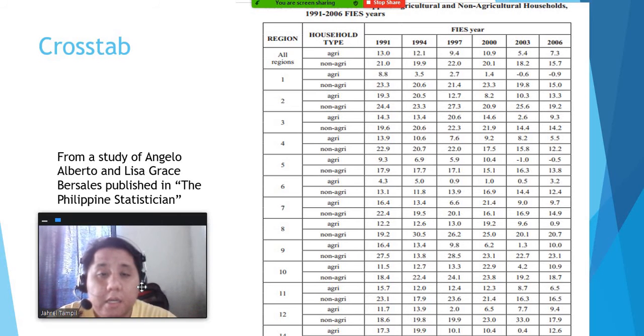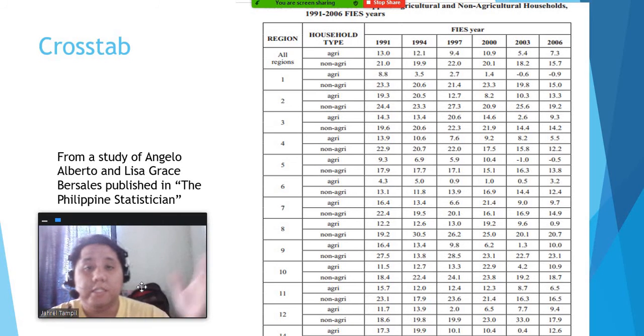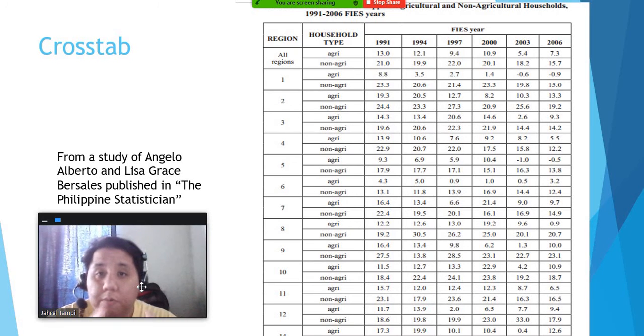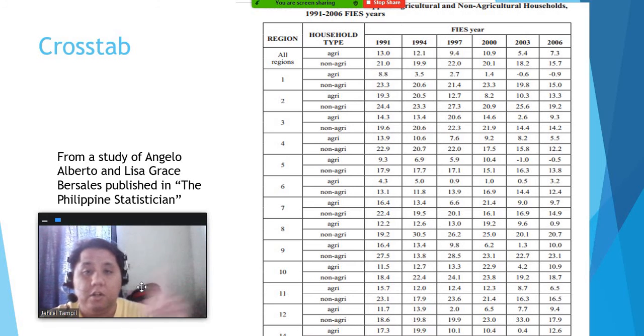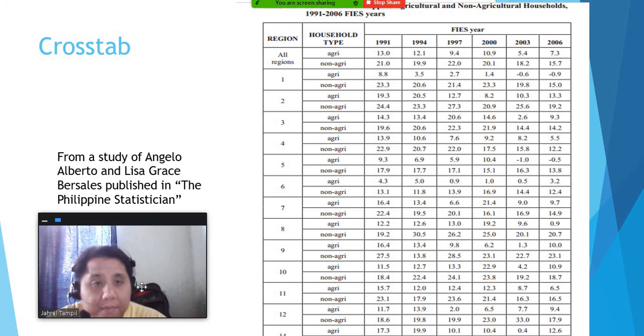Crosstabs can also be more complicated than the one a while ago. As you can see in this table, we have a study of Angelo Alberto and Lisa Grace Bersales published in the Philippine Statistician. So we have here, I think, agricultural and non-agricultural households. At the first column we have the region, then the household type, and then the year. So as you can see, there are different categories here. The region is one category, the household type is a category, and the year is also another category. So we can do multiple categories if properly arranged in a cross-tab.